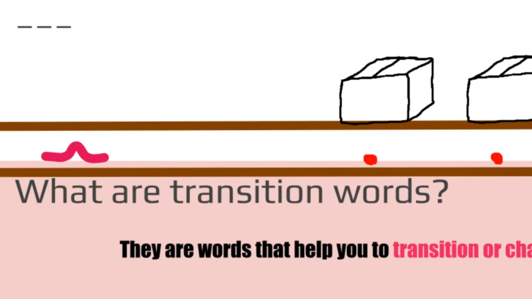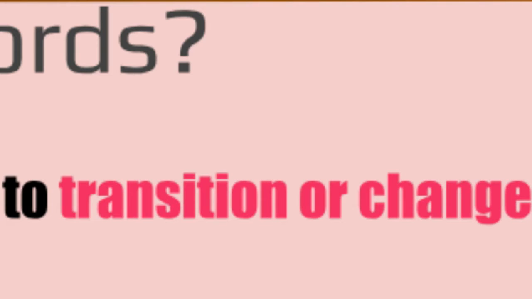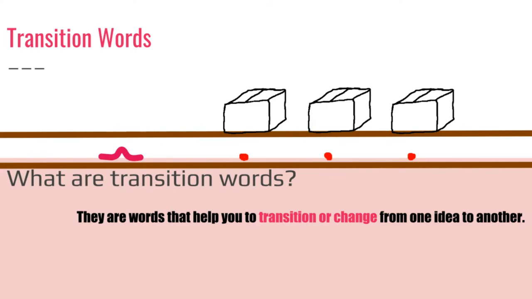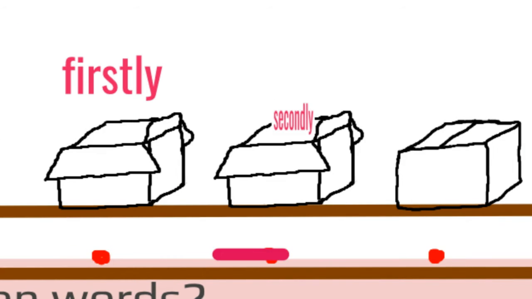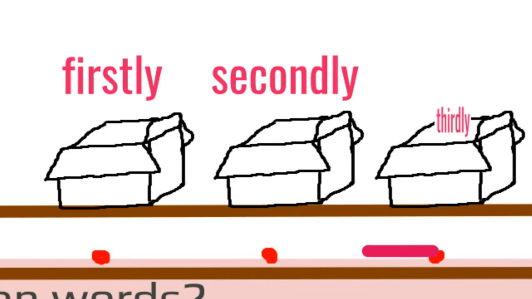Today we're going to talk about transition words. What are transition words? They are words that help you to transition or change from one idea to another. Words like firstly, secondly, and thirdly.